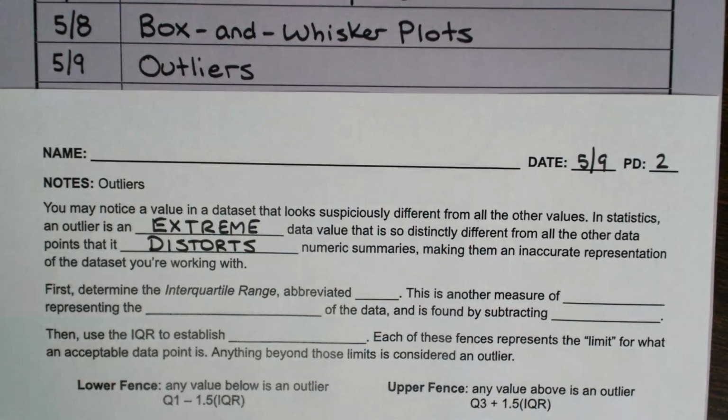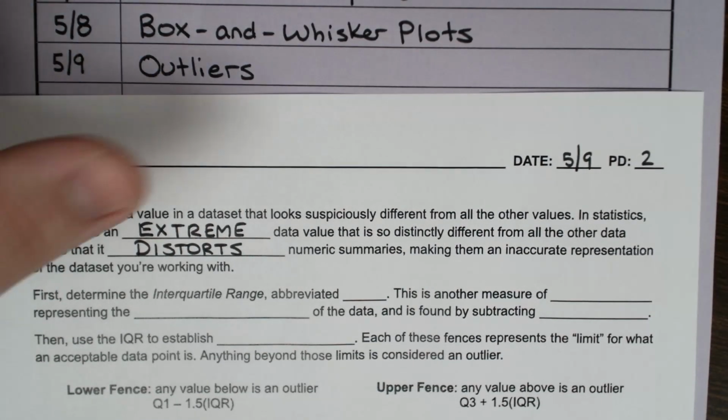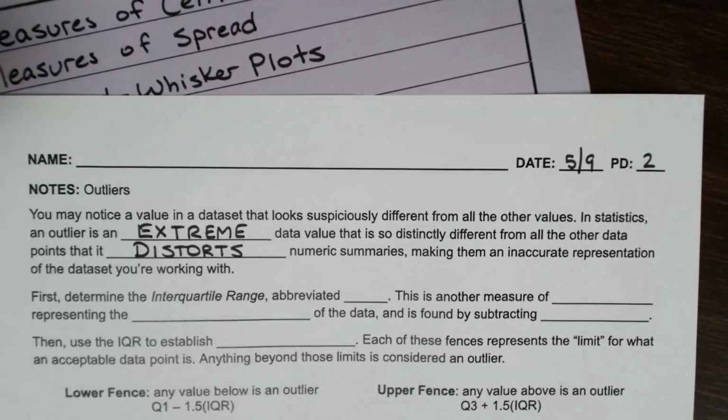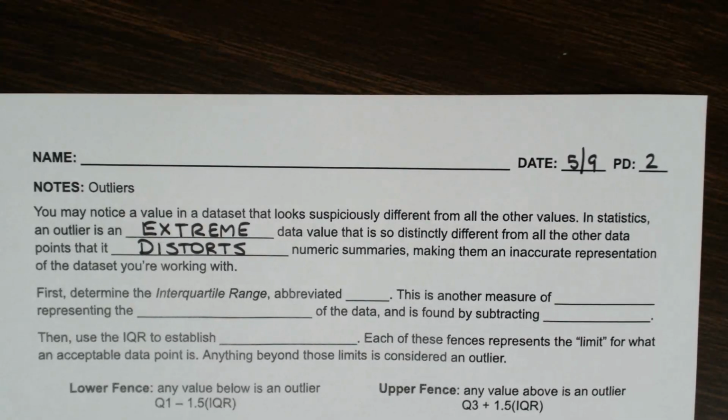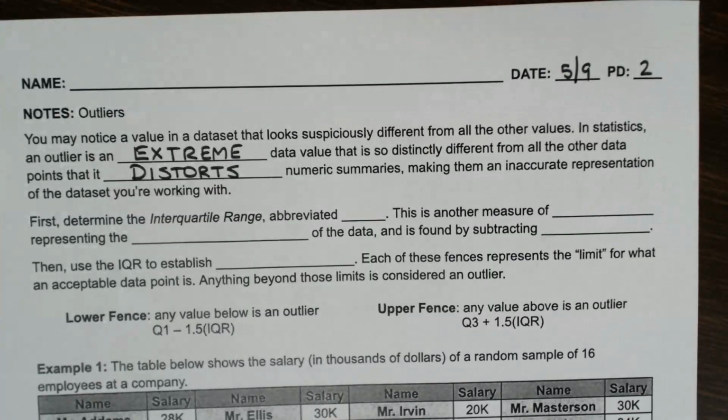Now, the whole point of numerically summarizing the data is so that you have an accurate representation to help people digest the information that you've collected. And so if you distort those numeric summaries, it's no longer an accurate representation of whatever you're working with. So it's a good idea to figure out, hey, is a point an outlier? Is a value just too different? Is it messing us up?